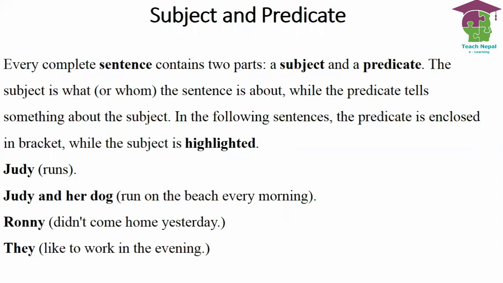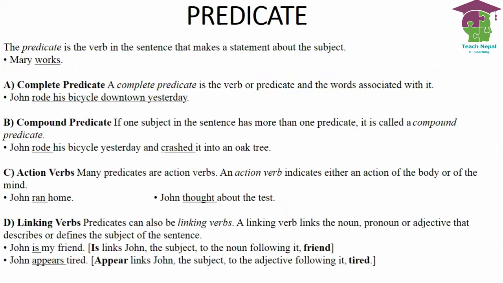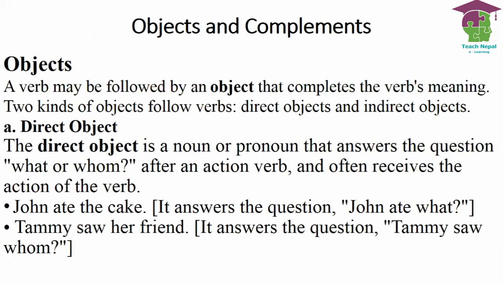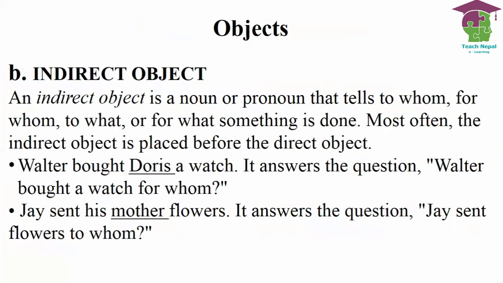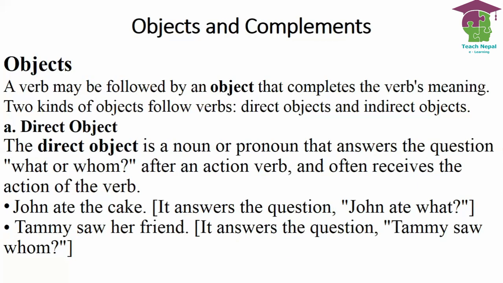Subject and predicate. As I said about the subject, that comes in the beginning, right? It can be a noun, it can be a noun phrase. Predicate is the verb and the object part, which we call the predicate. Object, you see, comes at last, right? And the verb passes its effect to the object in case of a transitive verb, right? And objects are of two types. The direct object is a noun or pronoun that answers the question what or whom, right, after an action. For example, John ate the cake. It means it answers the question John ate what. The objects that answer what or whom, we call direct objects, right?